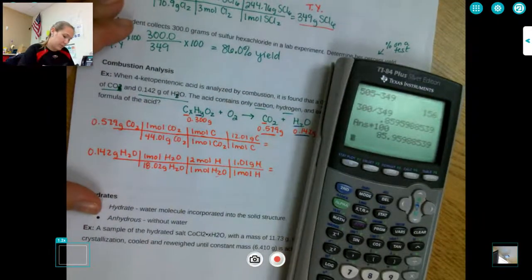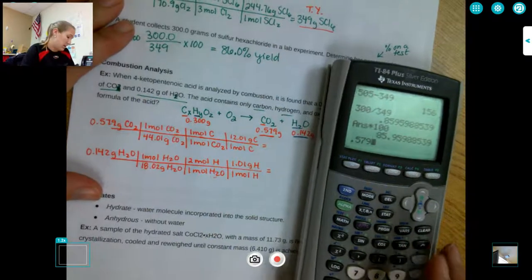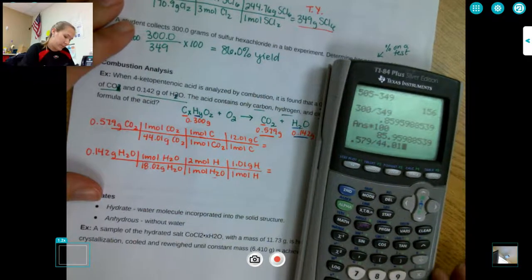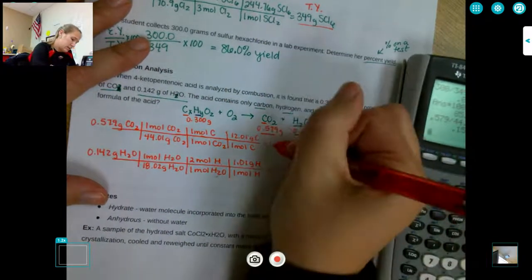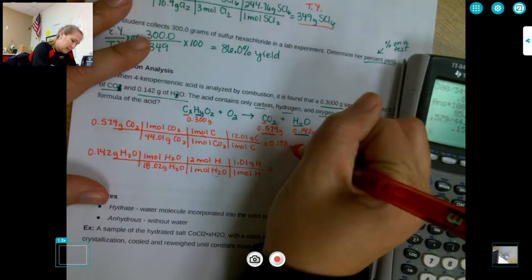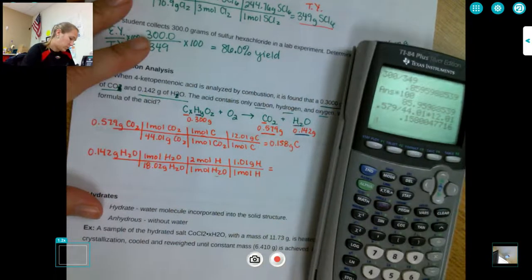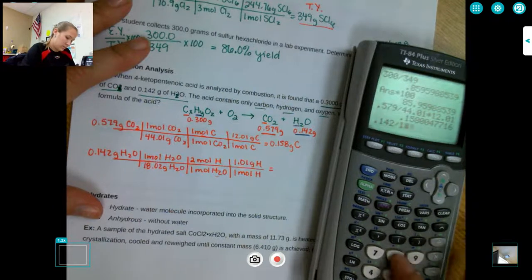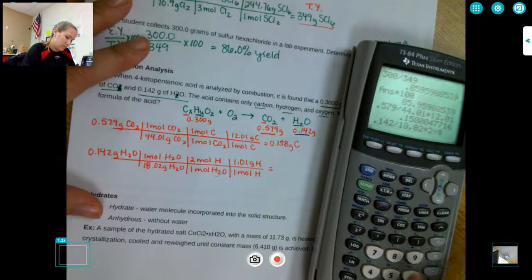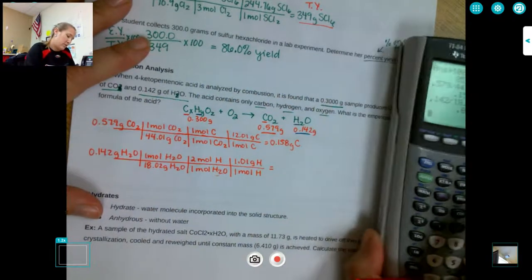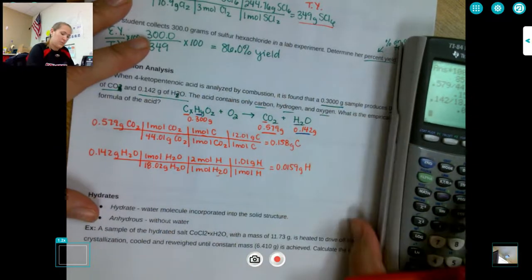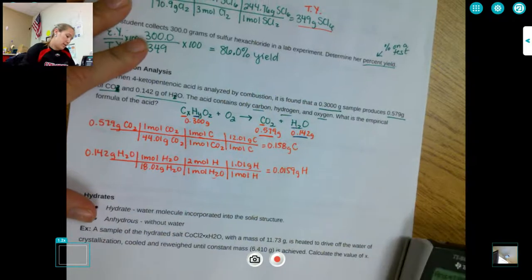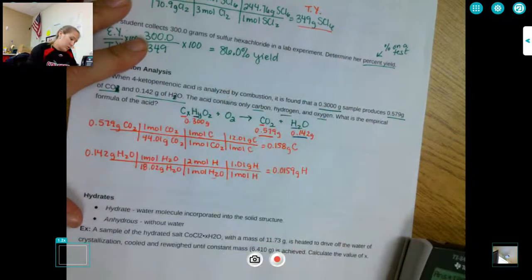So, let's see, 0.579 times that gives 0.158 grams of carbon. And 0.0159 grams of hydrogen.